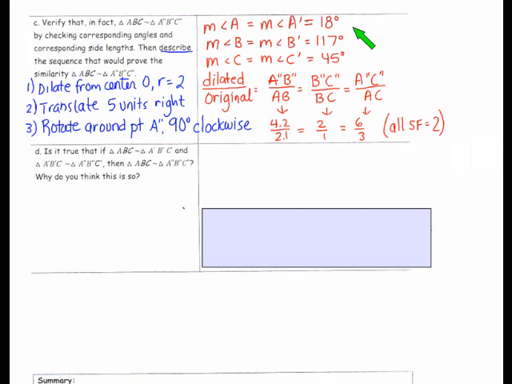Question D. Is it true that if triangle ABC is similar to A prime B prime C prime, and triangle A prime B prime C prime is similar to A double prime B double prime C double prime, then triangle ABC is similar to triangle A double prime B double prime C double prime? Yes, it is true. That was a lot of work to come to that conclusion. Nicely done.